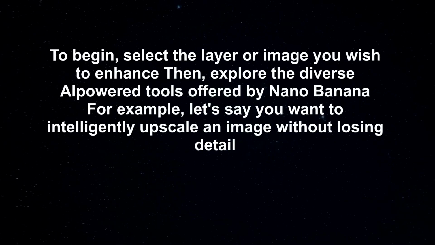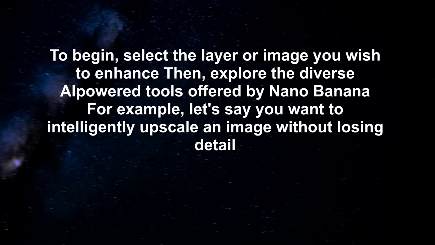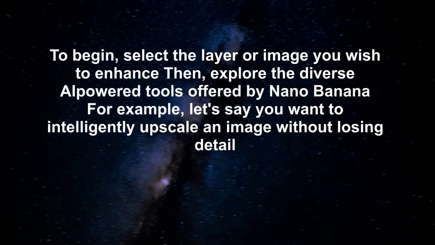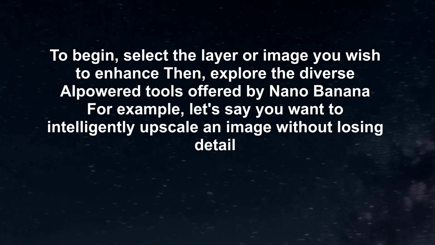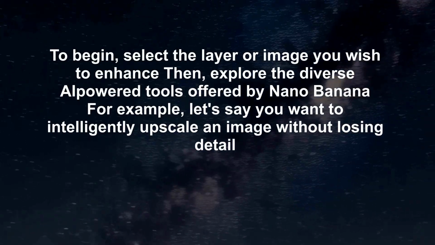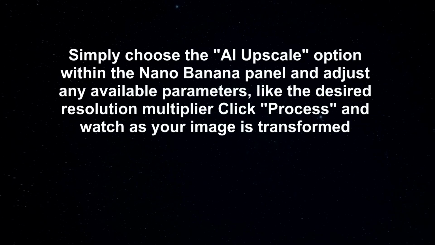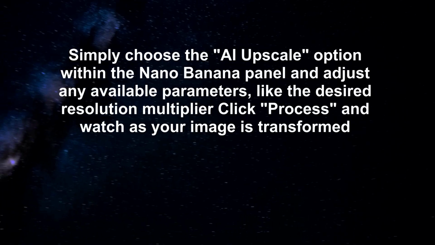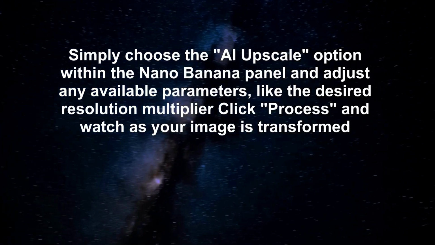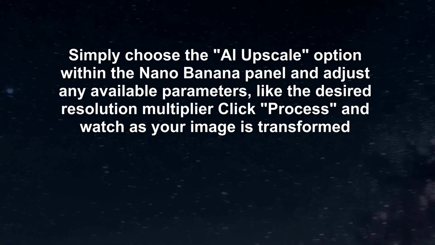To begin, select the layer or image you wish to enhance. Then explore the diverse AI tools offered by Nano Banana. For example, let's say you want to intelligently upscale an image without losing detail. Simply choose the AI Upscale option within the Nano Banana panel and adjust any available parameters, like the desired resolution multiplier. Click process, and watch as your image is transformed.